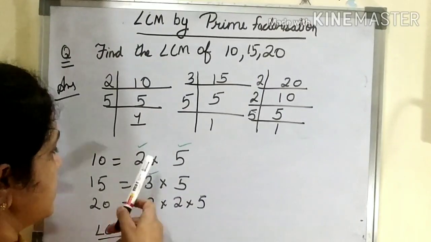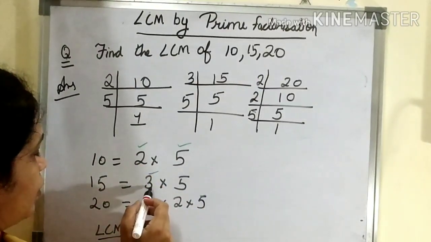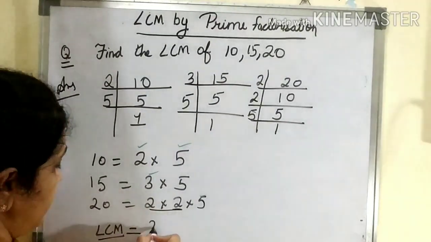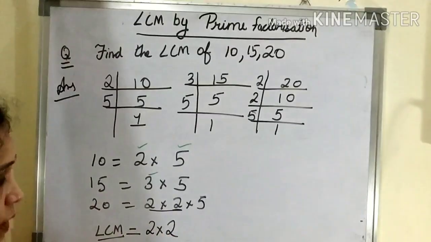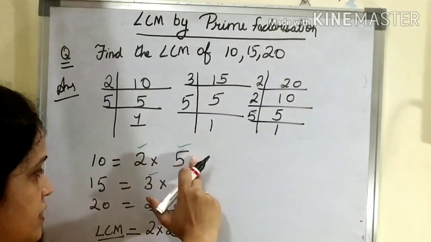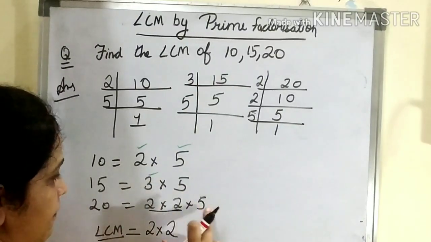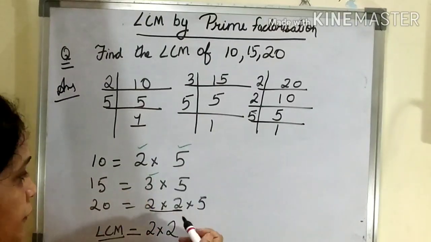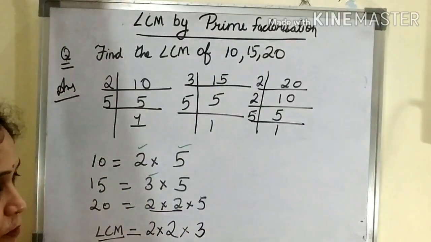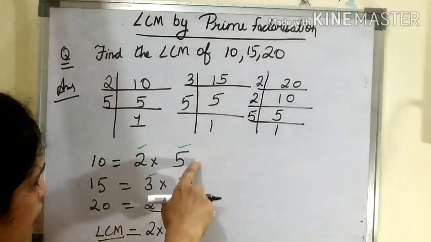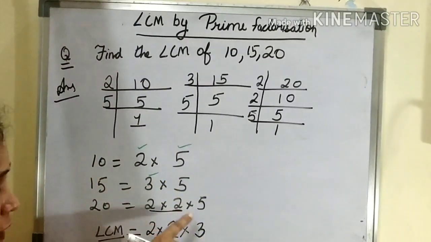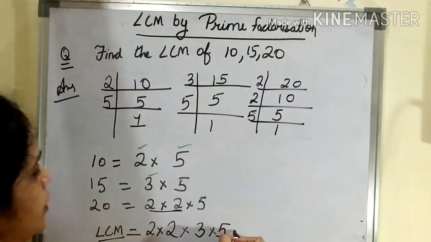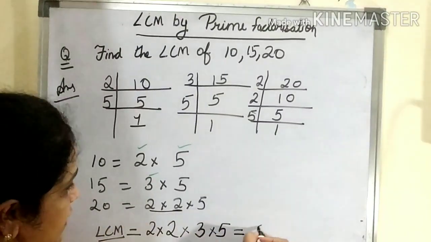That means 2 is there in 10, 2 is not there in 15, and the maximum number of times 2 is coming is 2 times. So we will consider 2 into 2. 3 is coming here 1 time, and here no 3 is there. But the maximum number of times 3 is coming in any of the numbers is 1. So we will write it. Now 5 is common in all of 10, 15 and 20, and the maximum number of times it came is only once. So we will multiply by 5. Now what did we get? 2 2s are 4, 4 3s are 12, 12 5s are 60.